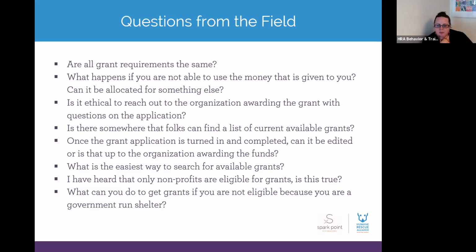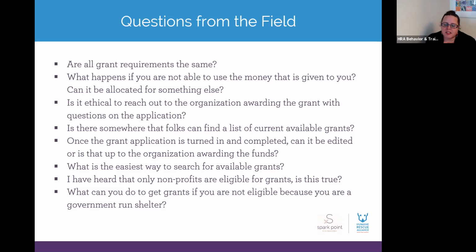Is there somewhere that folks can find a list of current available grants? Yes, there are multiple sources of information about foundations and grant funding. Probably the largest is the Foundation Directory Online, which is a part of Candid. That is an organization that helps nonprofits connect with potential funders, and they have a database that is searchable that you can use to find information about grants that might be supported to your mission.